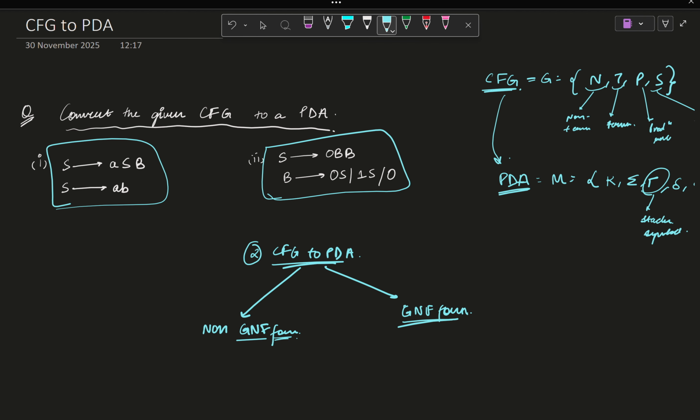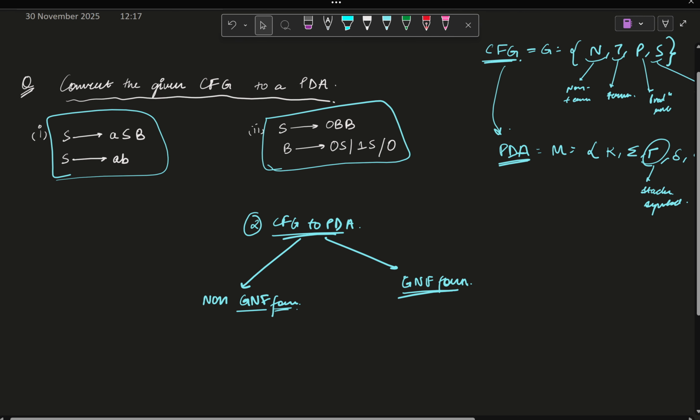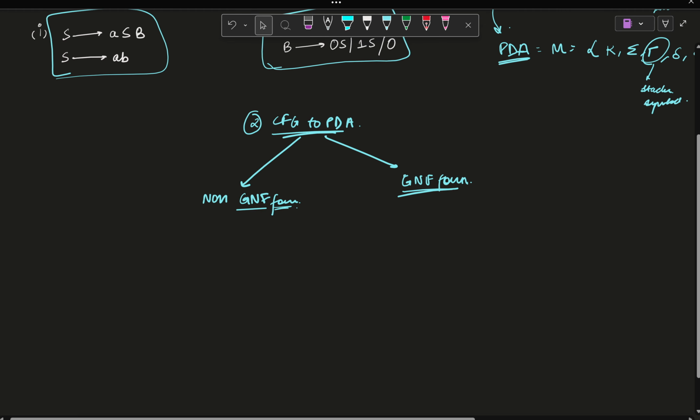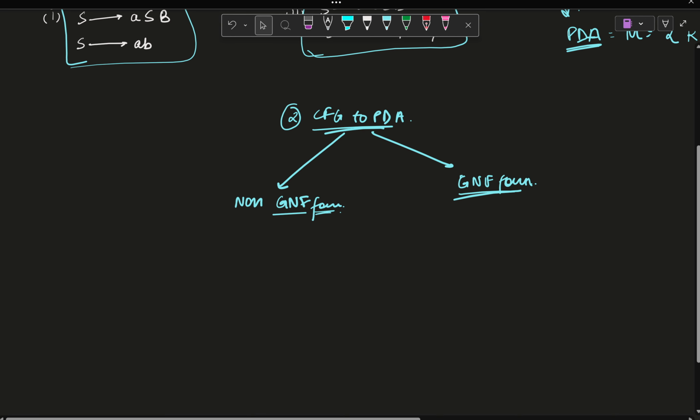So here we are going to tackle both of these problems, and we are going to learn how to solve them one by one. So let's first start with the non-GNF form. It's a pretty easy task as well, and GNF makes it even easier. So now let's see how we can convert that, right? So for the first part, let's start by solving this question and learn on our way.